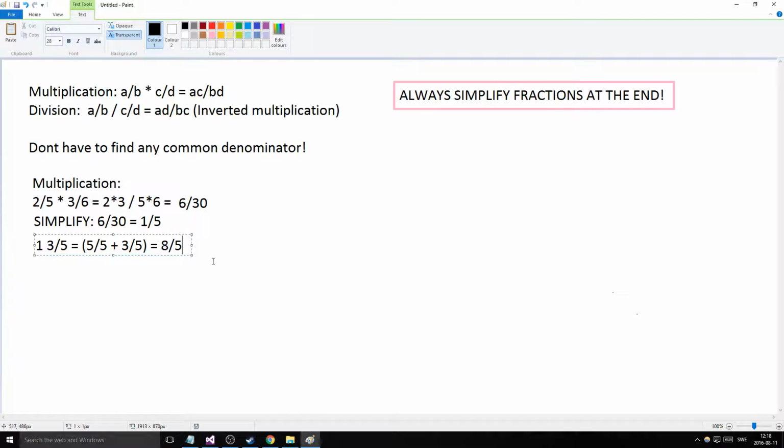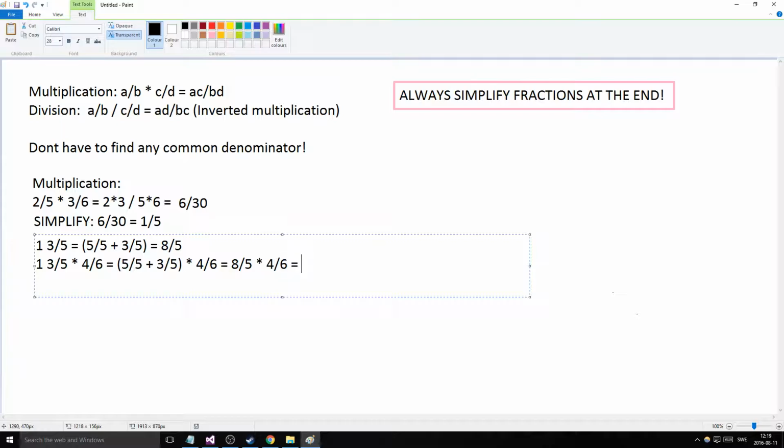If you ever get a question, for example, 1 3/5 multiplied by 4/6, what do you do here? Well, you have to do this first. So this is 5/5 plus 3/5 multiplied by 4/6, which then gives us 8/5 multiplied by 4/6.